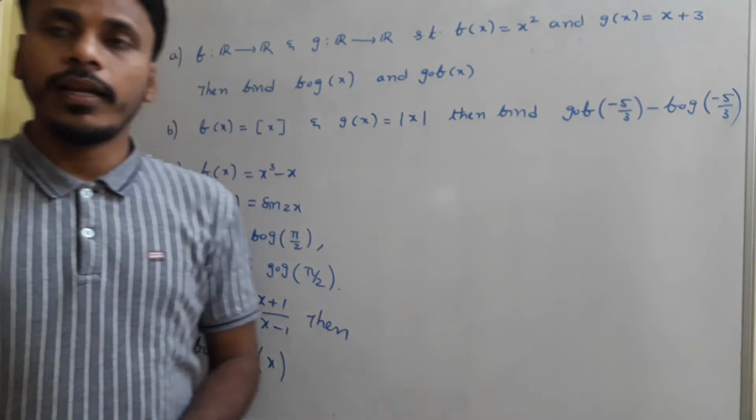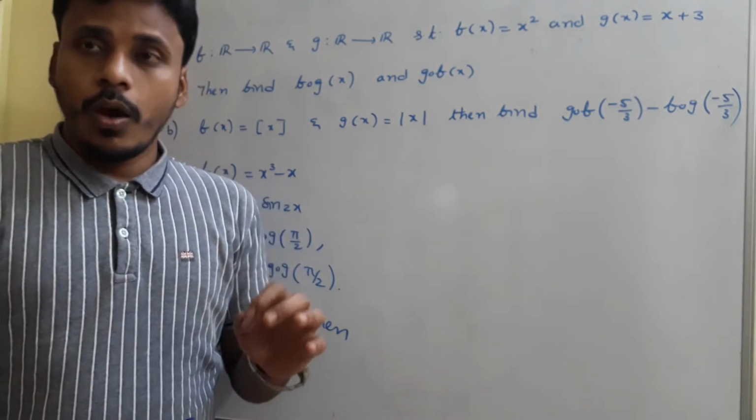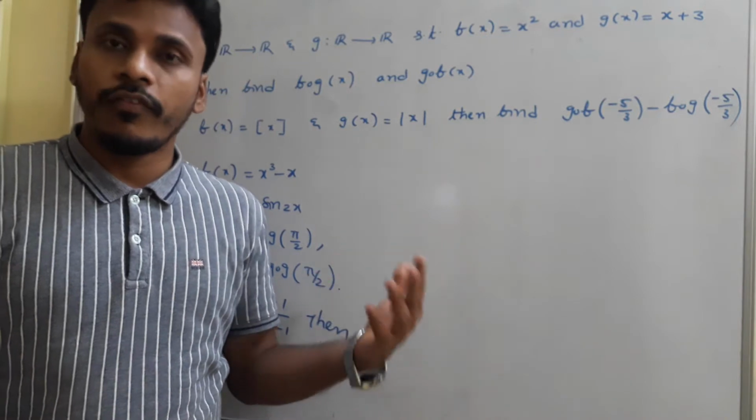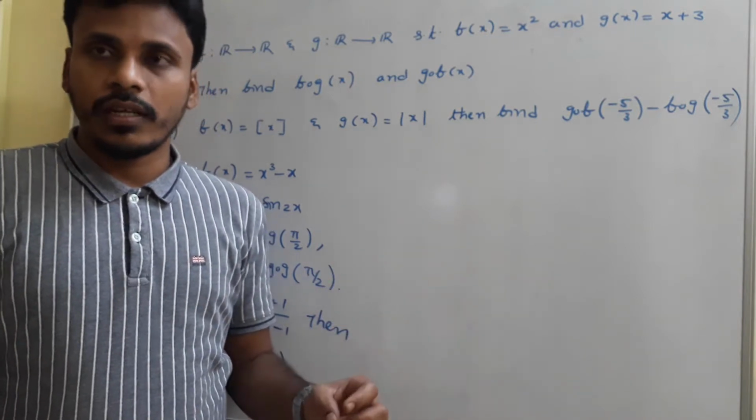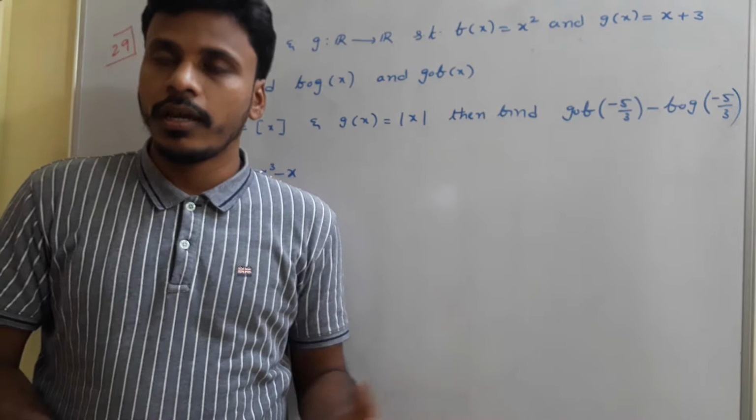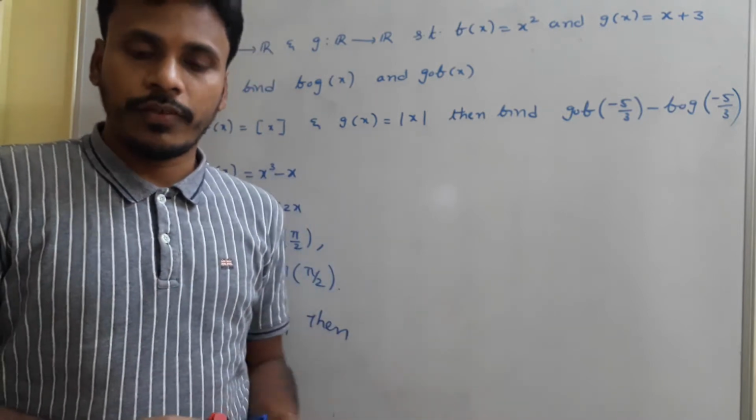In last class, we learnt about the composition of functions: whenever g circle f exists and how to define g circle f, what is f circle g and whenever f circle g exists. All these things we learnt in the previous classes.